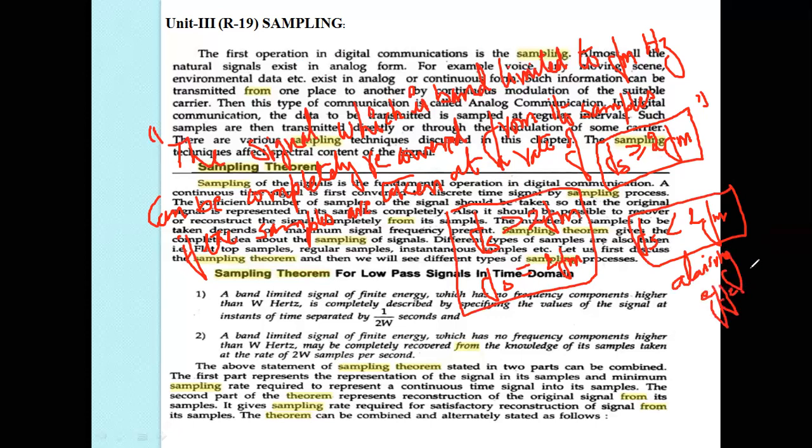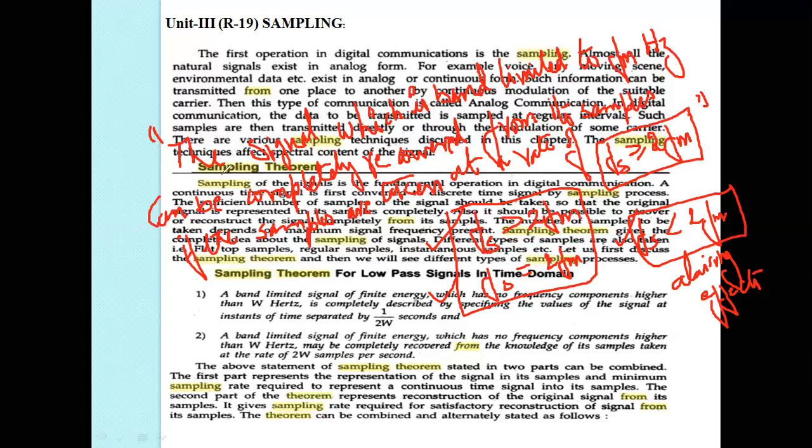Aliasing effect means low frequencies appear as high frequencies, and high frequencies appear as low frequencies. So whenever the sampling frequency is less than 2 fm, we call it the aliasing effect. So there are three cases: fs greater than 2 fm, fs equal to 2 fm, and fs less than 2 fm. This is the sampling theorem statement, my dear students.